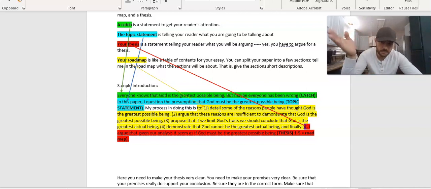Okay, and so also make sure you have a very clear thesis. Make sure your thesis is something you can defend. That's going to also be important.